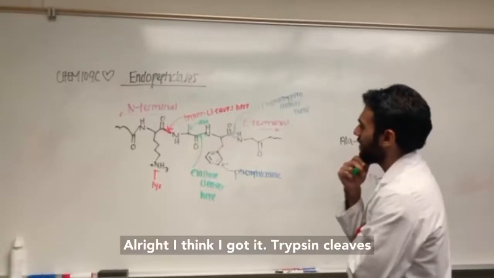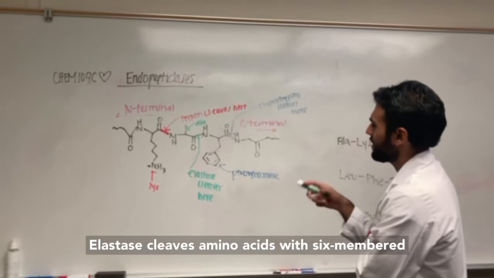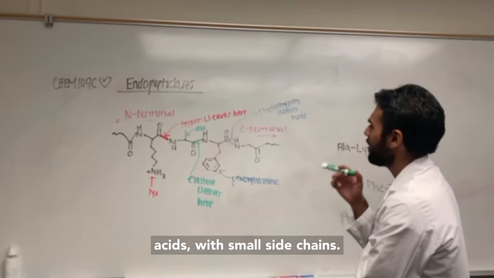Alright, I think I got it. Trypsin cleaves amino acids that are positively charged. Elastase cleaves amino acids with six-membered aromatic rings. And chymotrypsin cleaves amino acids with small side chains.